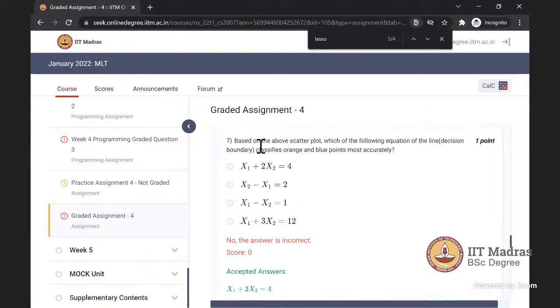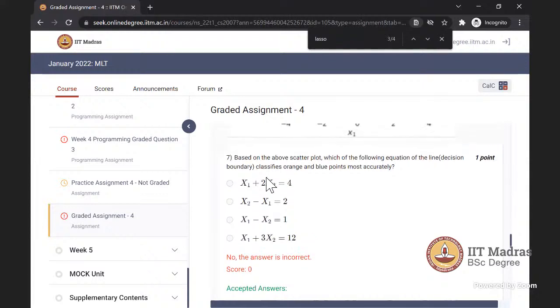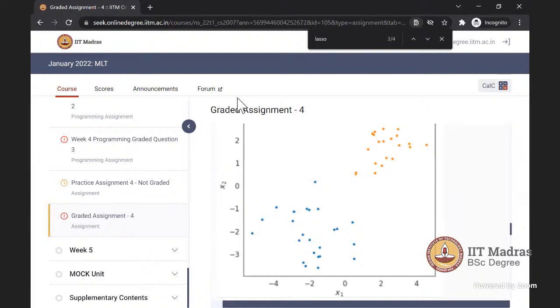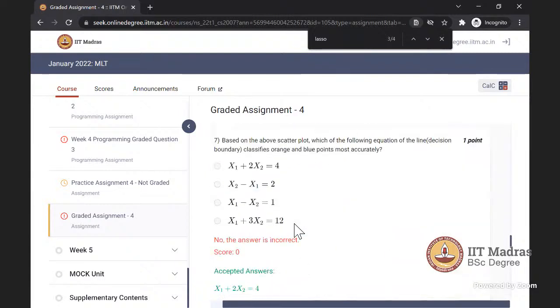By looking at the geometry of this data set and some of the equations, you can outright remove options B and C because they are increasing in nature. You want a line which has a negative slope. So only A and D are remaining, and you have to choose one of these two. Okay, thank you.